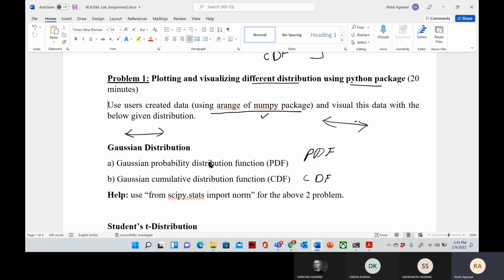The package name is this one, for these two distributions. So from scipy.stats, that means from this we will import norm. For different kinds of distribution, we need to import different modules. So for Gaussian distribution, we will import from scipy.stats import norm, for the above two problems. So I will show you here.